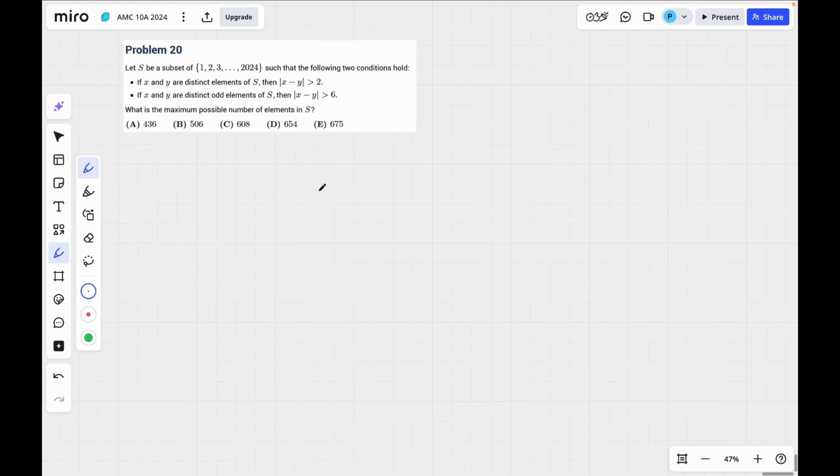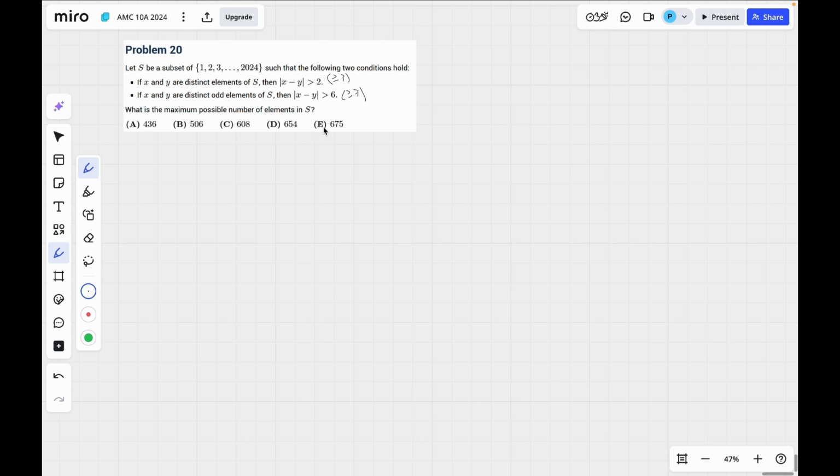And now, finally, for the last problem in this video, problem 20. Let S be a subset of the numbers between 1 and 2024, such that the following two conditions hold. If x and y are distinct elements of S, then their absolute difference is greater than 2, or at least 3 since they're integers. If x and y are distinct odd elements, then their absolute difference is at least 6. It asks, what is the maximum possible number of elements in S?